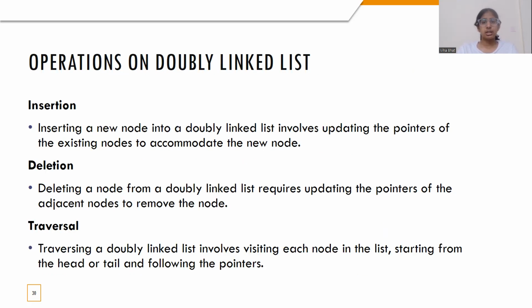There are many operations that can be performed on doubly linked lists. Few of those include insertion, deletion, and traversal. In insertion, it's basically inserting a new node into a doubly linked list, which involves updating the pointers of the existing nodes to accommodate the new node. Deletion refers to deleting a node from a doubly linked list, requires updating the pointer of the adjacent node to remove the node. Traversal basically refers to traversing a doubly linked list, involves visiting each node in the list, starting from head or tail and following the pointers.